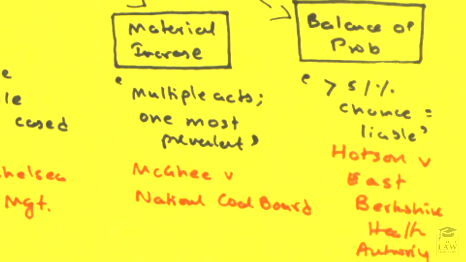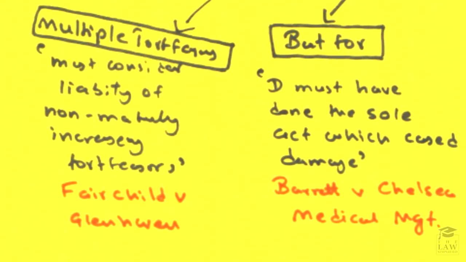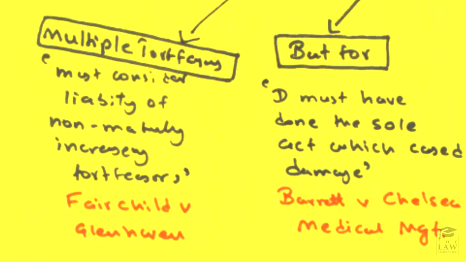Another area that we have to look at when we think about causation is when more than one person is involved, when there is joint and several liability that we must consider, multiple tortfeasors. In that regard, we have to consider not only the one that materially increased the harm, as in McGee and National Coal Board, or the greater chance, as in 51% probability in Hodson and East Berkshire Health Authority, but also liability of non-materially increasing tortfeasors, such as in Fairchild and Glenhaven. All of these cases are available in your summary. Have a look at them, then you'll get a better understanding.